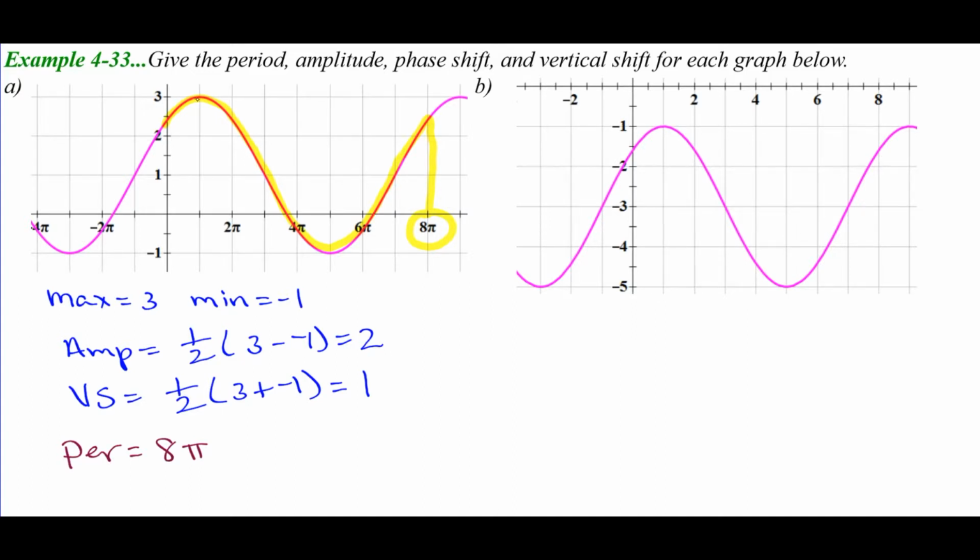So my phase shift for cosine, this is my maximum point. If I come down here, this is between 0 and 2 pi. So my phase shift in terms of cosine would be pi.